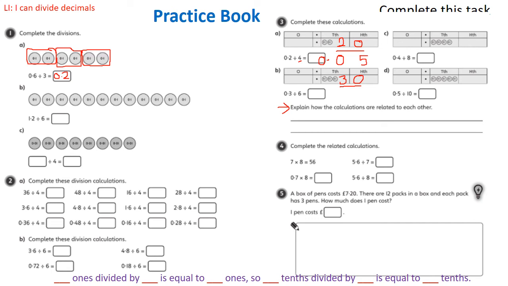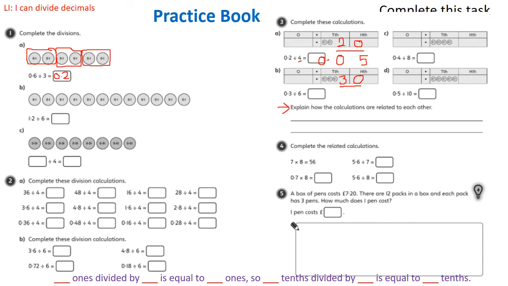Question 4. Complete the related calculations. So it's telling you that 7 times 8 equals 56. From that information, you will be able to write all the other answers. Again, use your place value grid, use your stem sentence to help you.